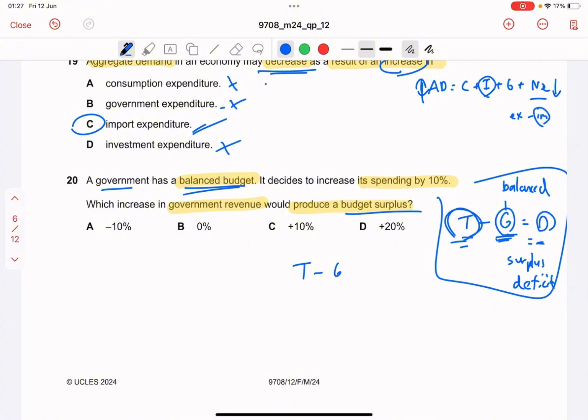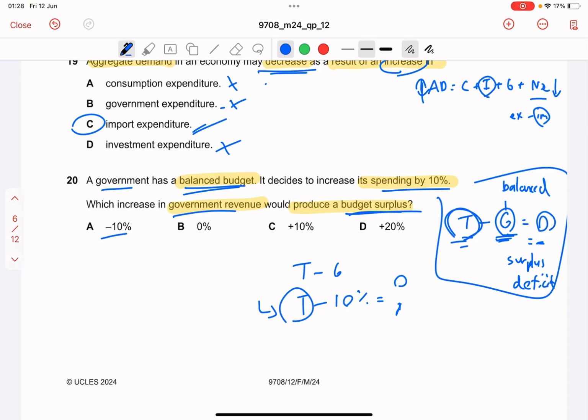So now that we got that, tax revenue minus government spending, it was in a balanced budget, but now it decides to increase its spending by 10%. We don't know what tax revenue should be. Now, which increase in government revenue, referring to taxation, it's tax revenue, that's basically the same thing, would produce a budget surplus? Now we want a value greater than 0 here, right? So we can just plug in each of the percentages and see what it could be.